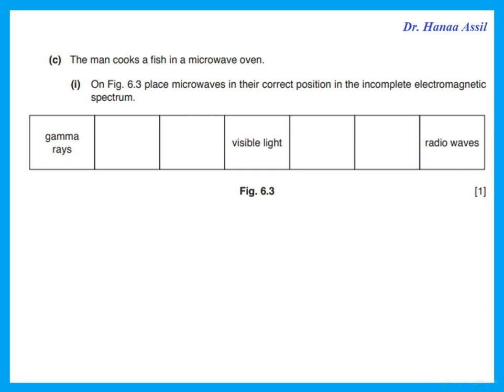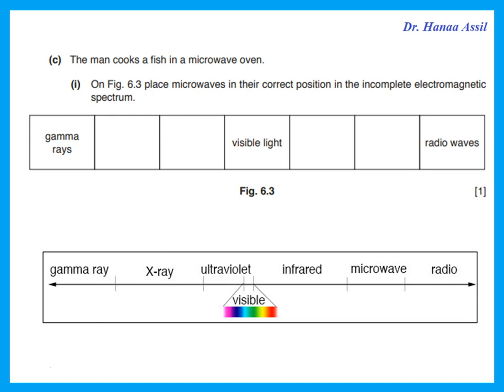The man cooks his fish in a microwave oven. On figure 6.3, place microwaves in their correct position in the incomplete electromagnetic spectrum. Do you remember what the electromagnetic spectrum was? It was this: gamma rays, X-rays, UV, visible, infrared, and microwaves, which are just before the radio waves.